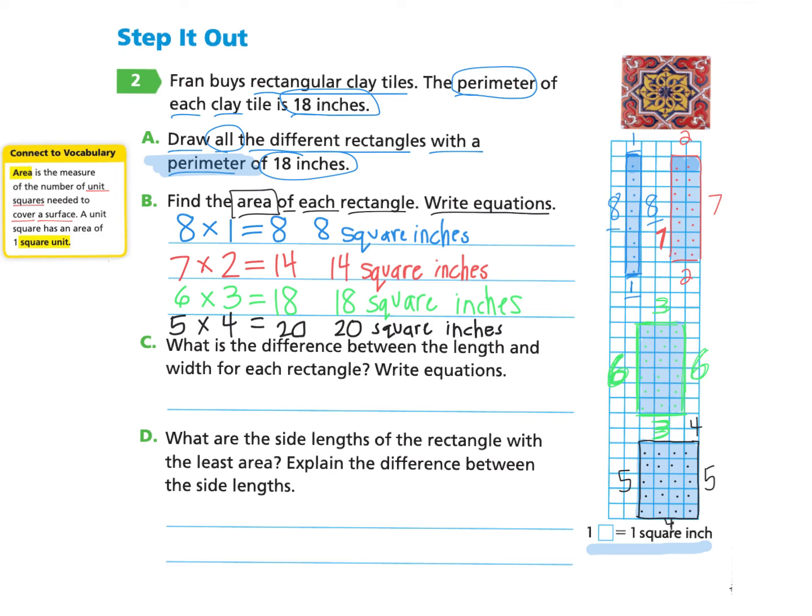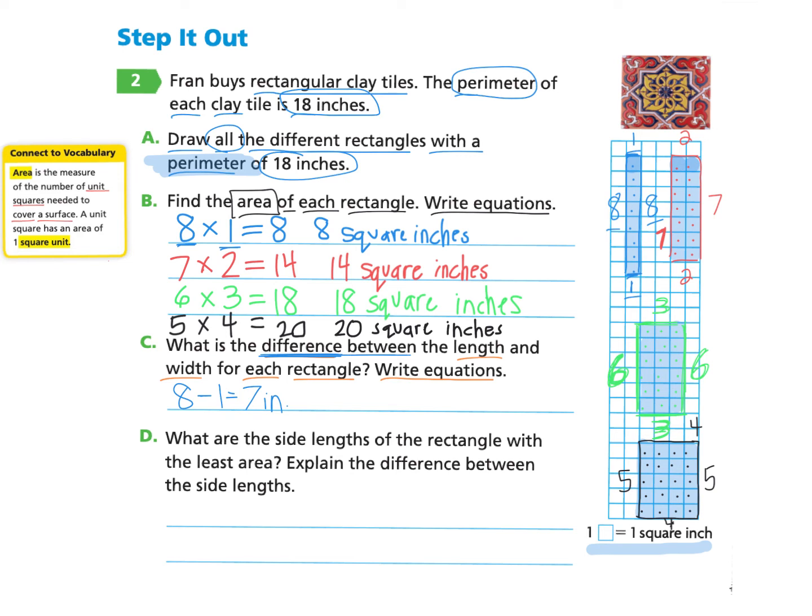Let's look at part C. What is the difference between the length and the width for each rectangle? Write equations. So we are going to create subtraction problems because they're saying use the difference between the length and the width. And so we will do each equation. So we will take the length, which is 8, subtracted by the width, which is 1, and we will find that for this equation, the answer is 7 inches.